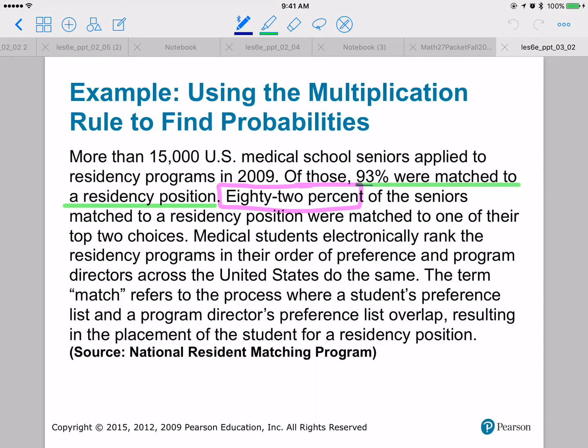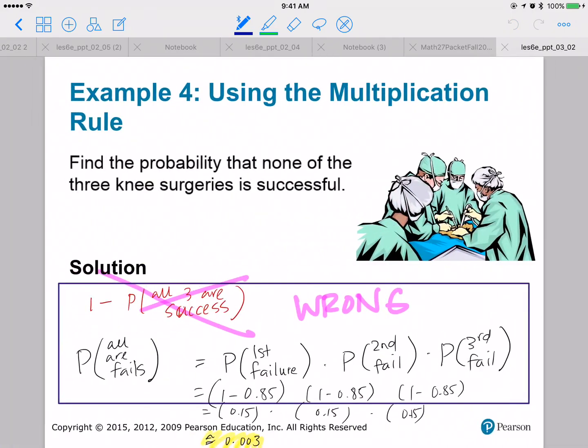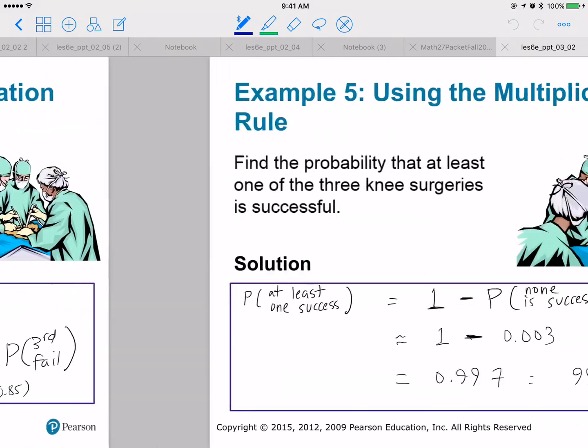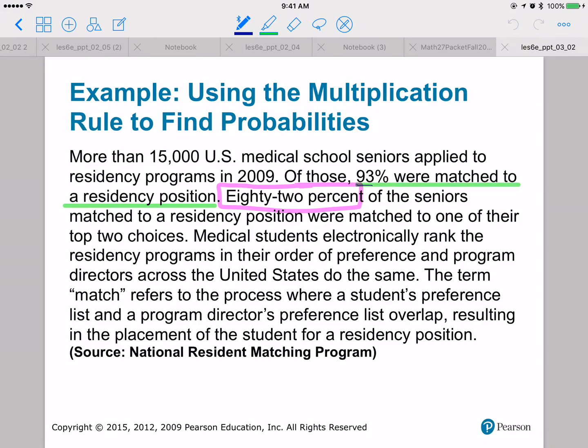Similarly, this example here with the more than 15,000 U.S. medical school seniors. Well, actually, let me go back. So this could be empirical, or it could be the subjective probability, right? That's the one where it's the doctor's estimated guess based on experience and all of that good stuff. Definitely this one right here with more than 15,000 U.S. medical school seniors applying to residency programs, this is definitely going to be an empirical probability. These are empirical probabilities.